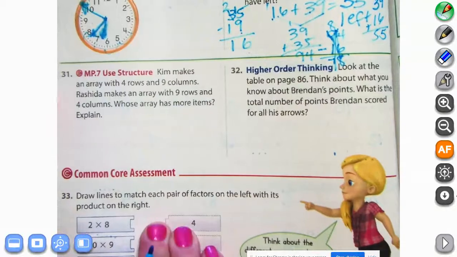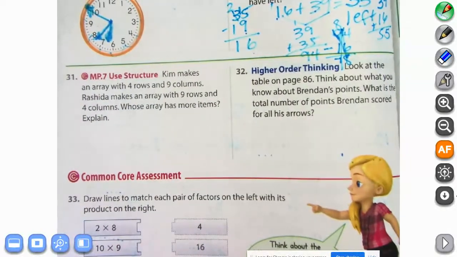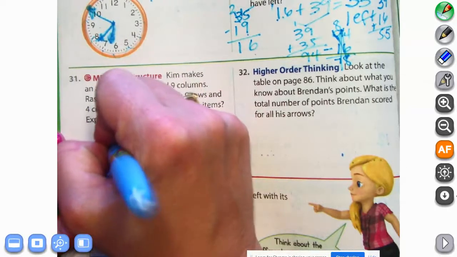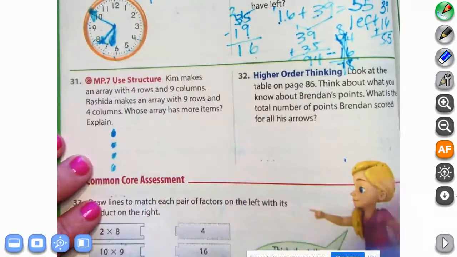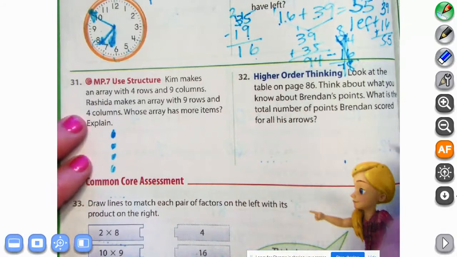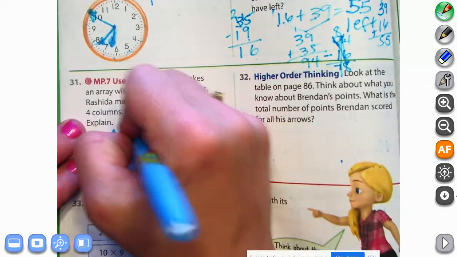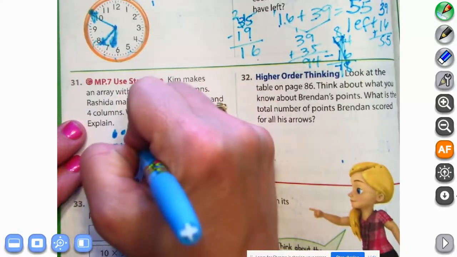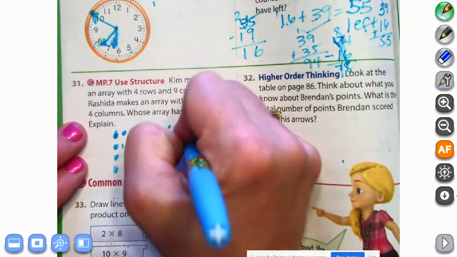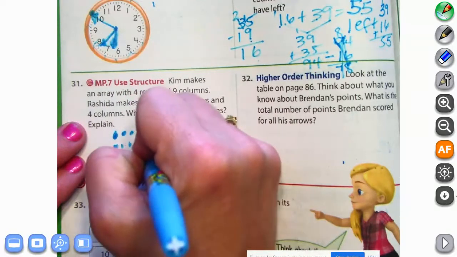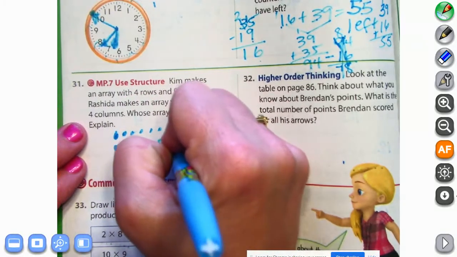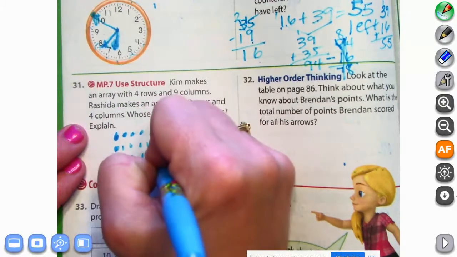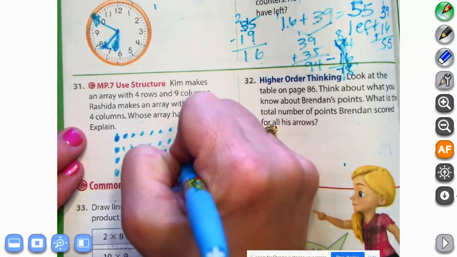All right. Number 31. Kim makes an array with 4 rows. 1, 2, 3, 4. And 9 columns. 1, 2, 3, 4, 5, 6, 7, 8, 9.